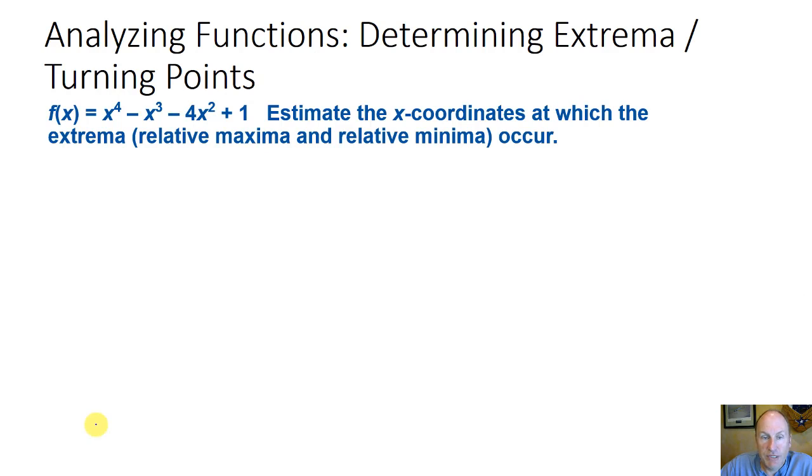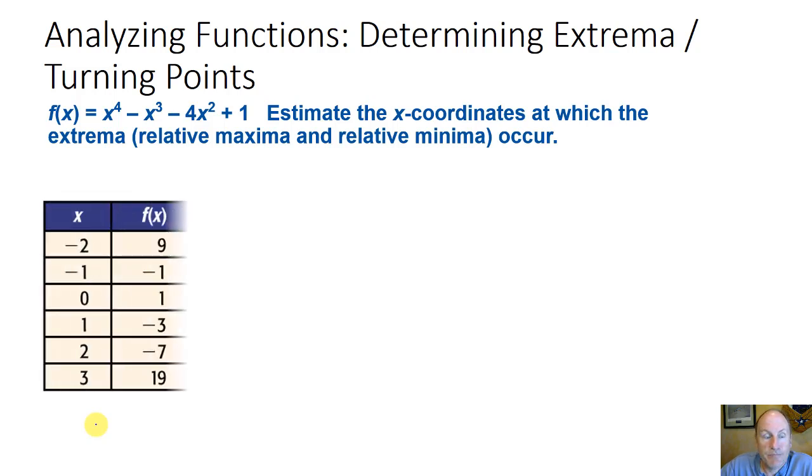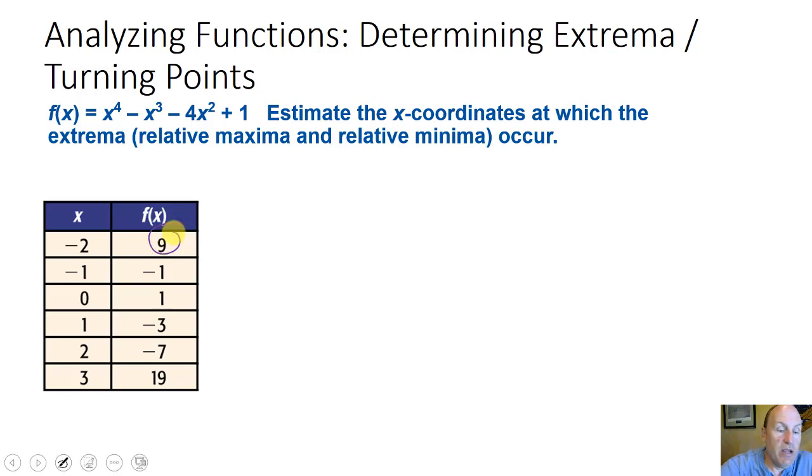Let's look at turning points on the same function. We're going to try to estimate the x-coordinates where the extreme values, relative maxima and relative minima, occur. So again, we use our same table. We're not looking at the end points because that's our end behavior. We know this is a 4th degree function and it has a positive coefficient, so its end behavior is that it's going to increase towards positive infinity at the end. If we go to the left of -2 and to the right of 3 in the x direction, we know we're going to get even larger positive values.